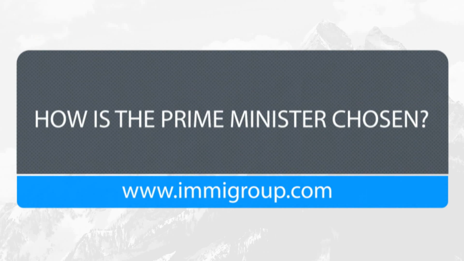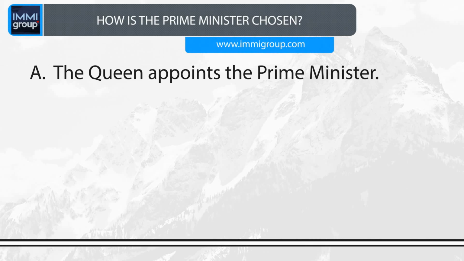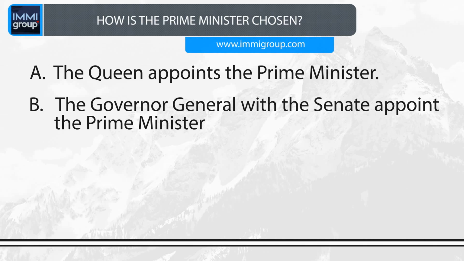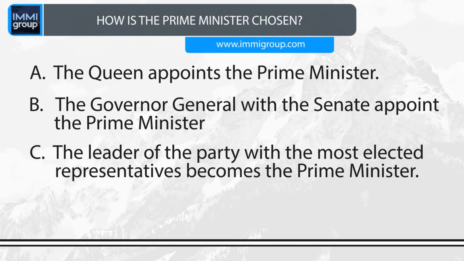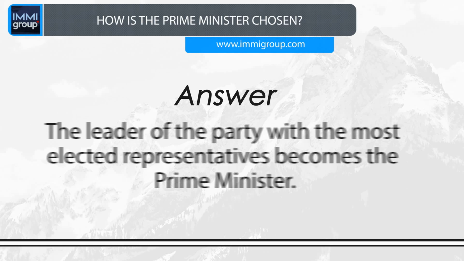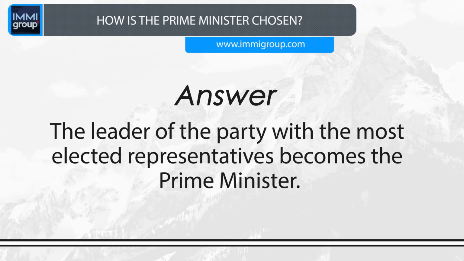How is the Prime Minister chosen? A. The Queen appoints the Prime Minister. B. The Governor-General, with the Senate, appoint the Prime Minister. C. The leader of the party with the most elected representatives becomes the Prime Minister. D. The MPs vote on the Prime Minister. Answer: The leader of the party with the most elected representatives becomes the Prime Minister.